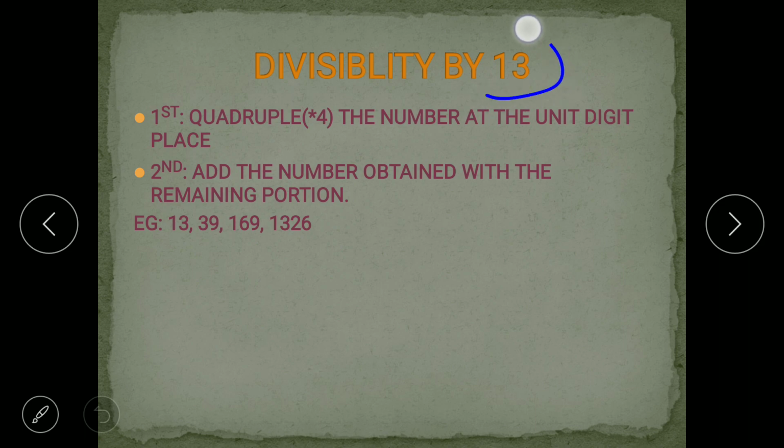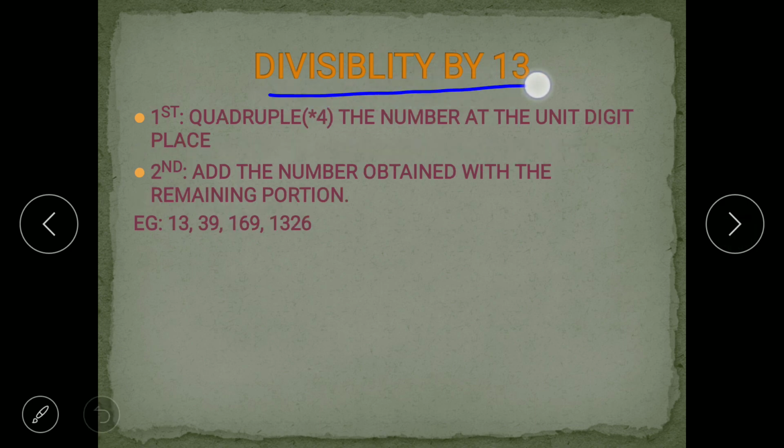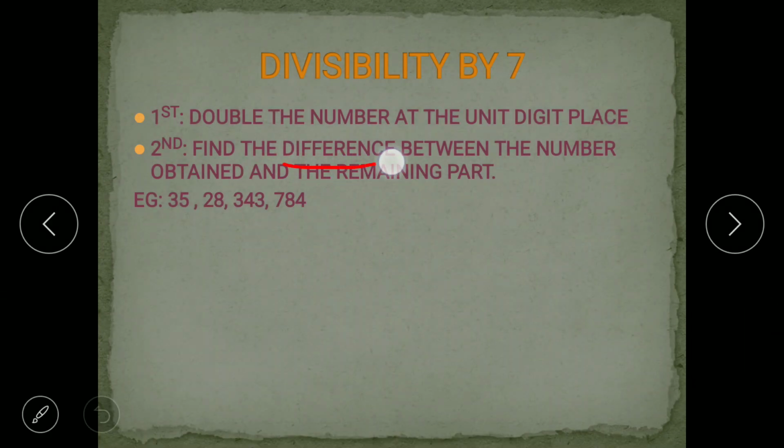Next, the divisibility rule of 13. You will see that the divisibility rule of 7 and the divisibility rule of 13 are more or less the same. What's the difference then? In the rule of 7, you need to find the difference. First step, you need to double the unit digit place. Second step, you find the difference.